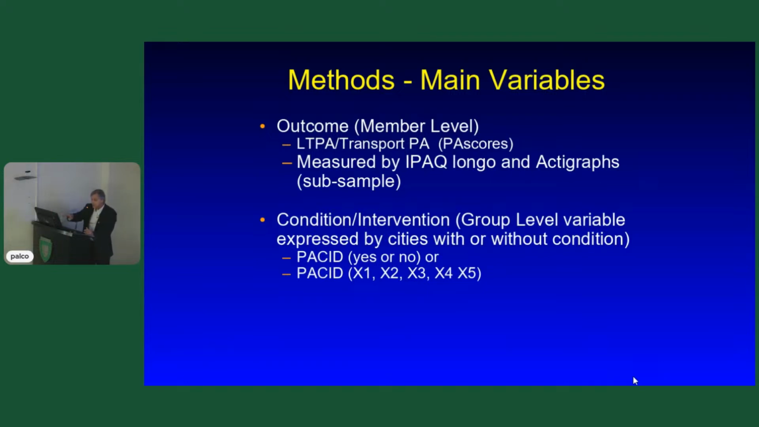So the outcome is leisure time physical activity, or it could have been transport physical activity or total physical activity score. We had all three. Measured by IPAQ, are you familiar with that? International Physical Activity Questionnaire, long form, and actigraphs. We have both. Actigraphs are equipment that people carry to validate that.